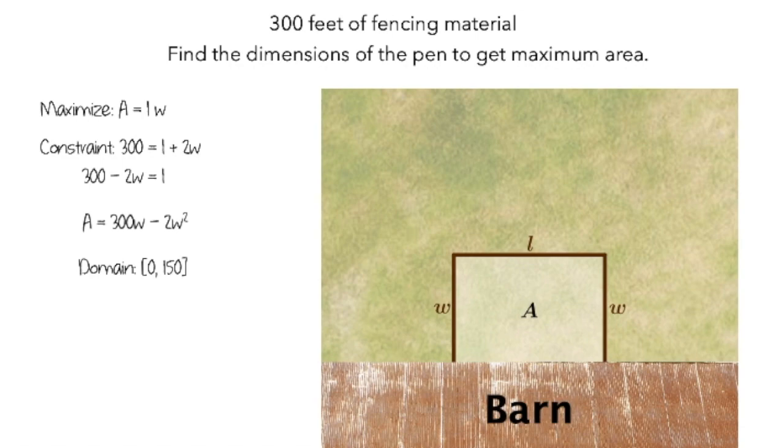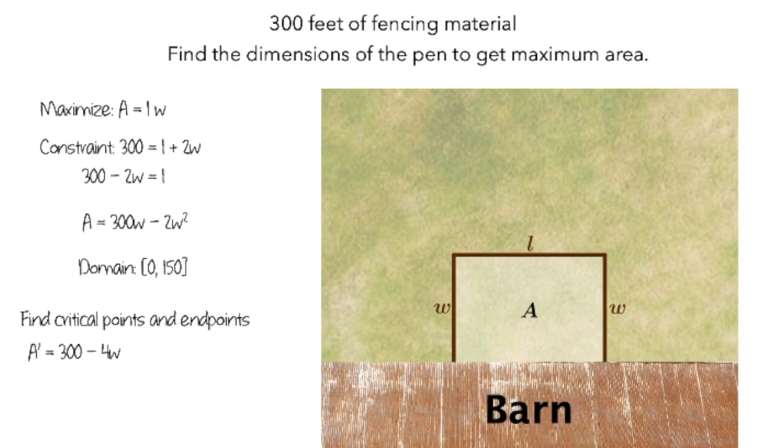Next, to find the value of W that would maximize the area of the function in the domain, we need to find the critical points of the function and also check the endpoints. To do this, we first compute the derivative of A with respect to W using the power rule to get A prime equals 300 minus 4W.